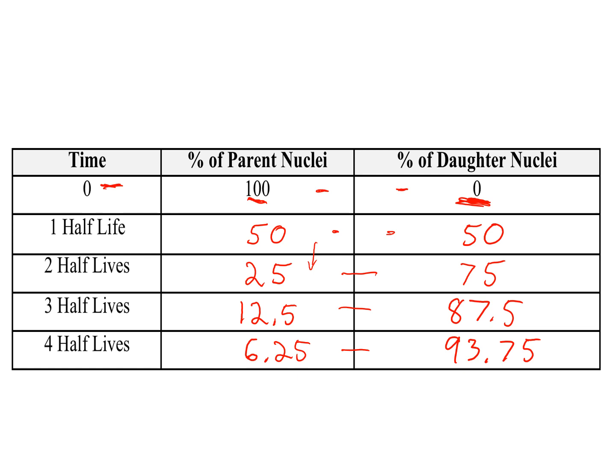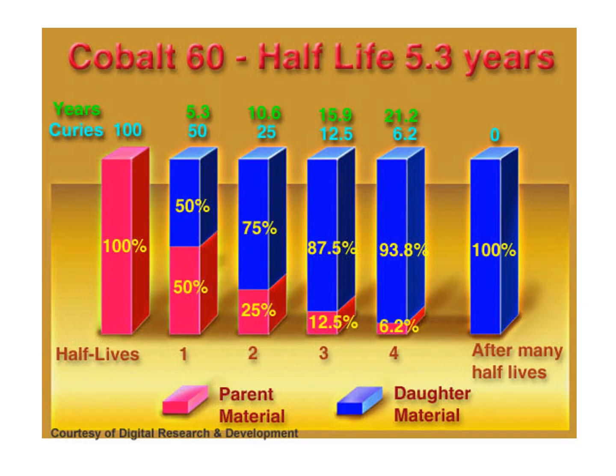Now, this is based on mathematics. So if you went for 5 half-lives, it'd be 3.125, okay? And the numbers would just keep getting smaller and smaller. But what you would find is that mathematically, those numbers would never reach 0, because it's based on math. Now, in real life, it will reach 0 eventually, and that's where the math problem kind of breaks down.